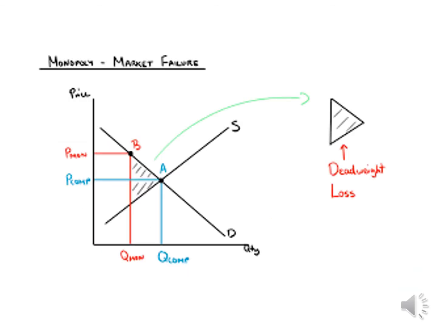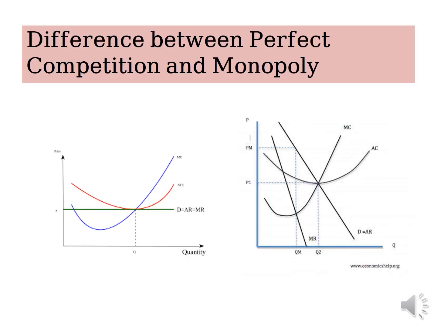So, under the monopoly market, we can say there is some deadweight loss, which makes it a market failure. In the presence of competition, the deadweight loss will be a gain for the society. Let us see the difference between perfect competition and monopoly.